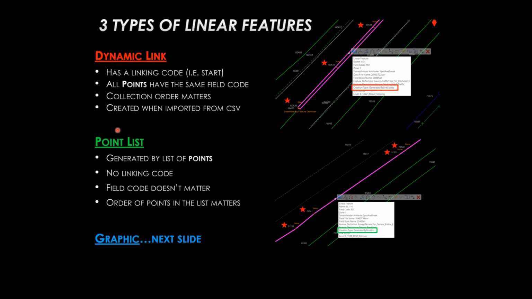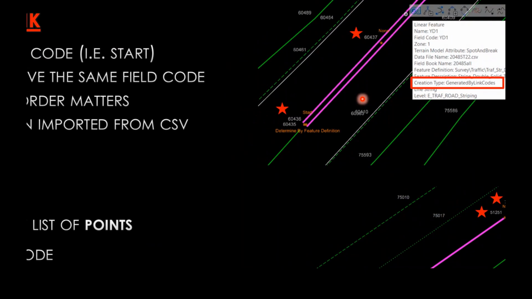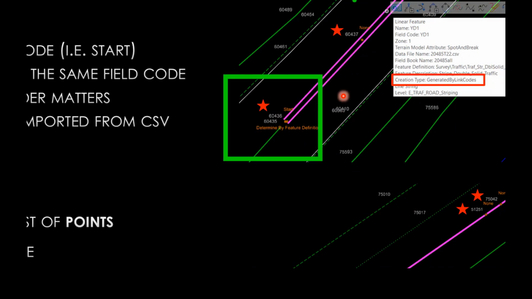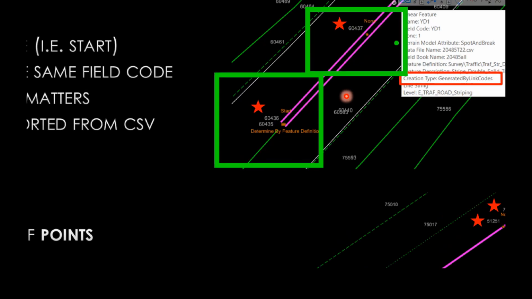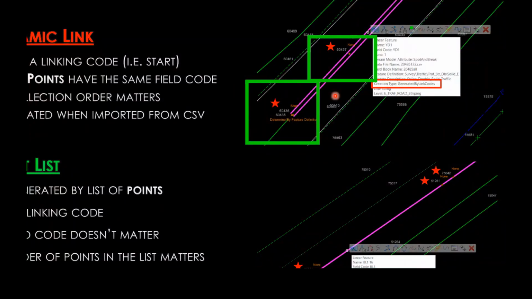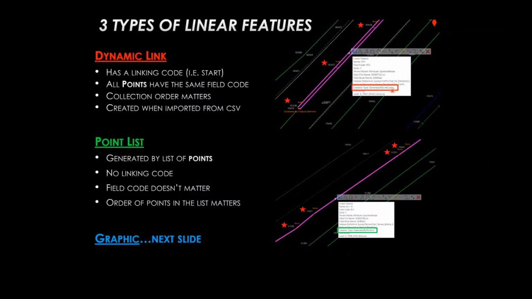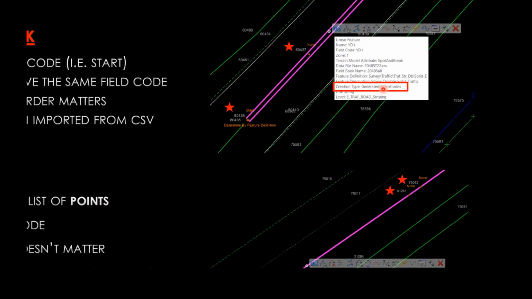So if you look up in my top right image, I have red stars here and here. And notice those point numbers. So I've got 60436, 60437. And if I kept going, all of these would be in order. That's the way they were collected in the field. They have the start code on them. These are dynamic link features, or as it says in the pop-up, generated by link codes.